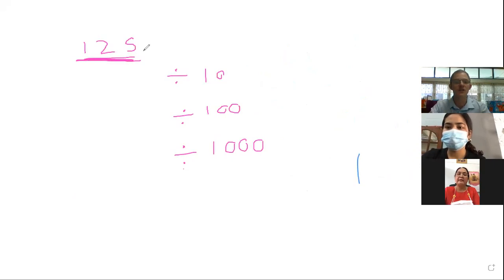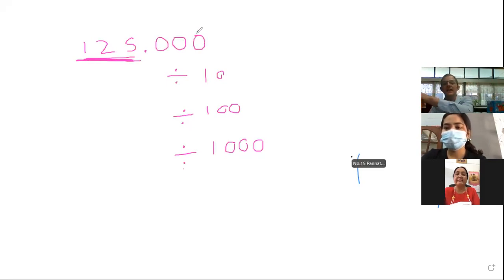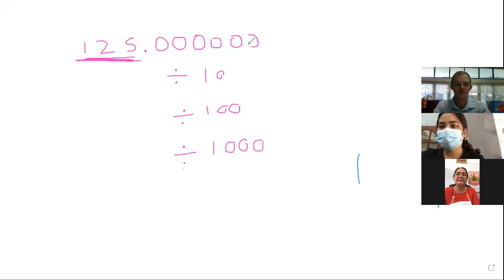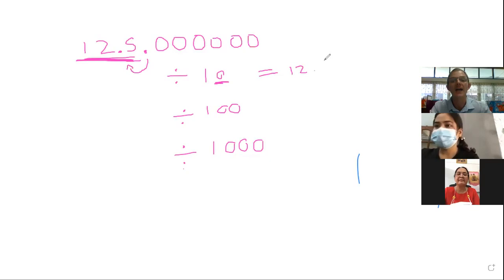If we look at decimals, the 125 is a whole number. We always have a decimal point after a whole number. Now you can put 100 zeros here. It will not change the number. But we have a decimal. So if we divide by 10, we divide with 1 zero. So we move the decimal 1 point. So this one equals 12.5. Like you guys showed me.